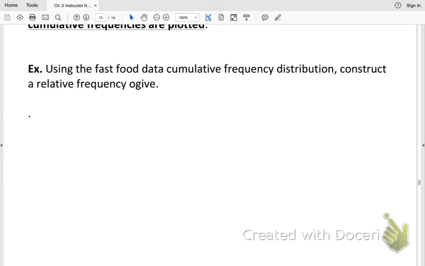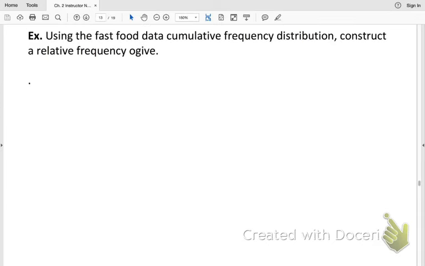And so, one last use of this fast food data in this lesson, we're going to go ahead and plot a relative frequency ogive using the data that we used previously. If you remember, we've already constructed a cumulative frequency distribution for this data, so we'll just go back to that cumulative frequency distribution and use it to make our relative frequency ogive.